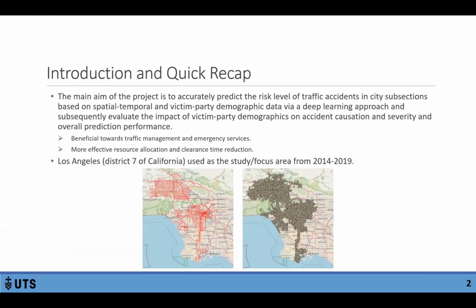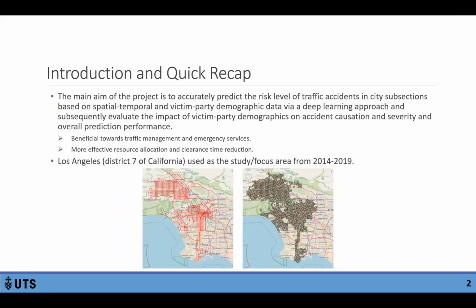So to quickly recap, the main aim of the project is to accurately predict the risk level of traffic accidents in city subsections based on spatial, temporal, and victim party demographic data via a deep learning approach, and subsequently evaluate the impact of victim party demographics on accident causation and severity and overall prediction performance. As such, this can be beneficial towards traffic management and emergency services in more effective resource allocation and clearance time reduction.